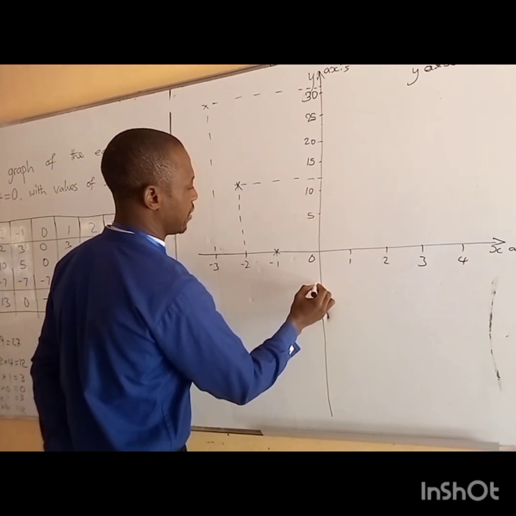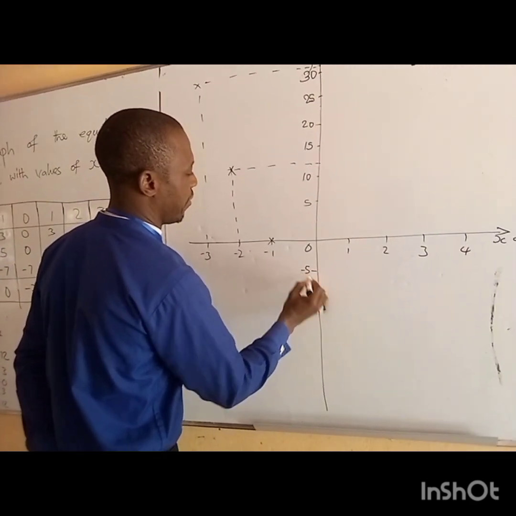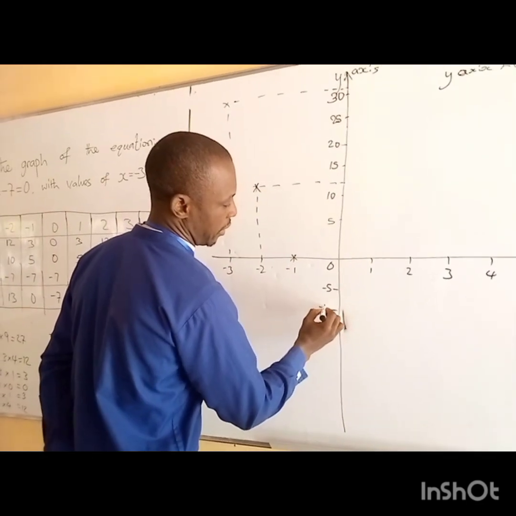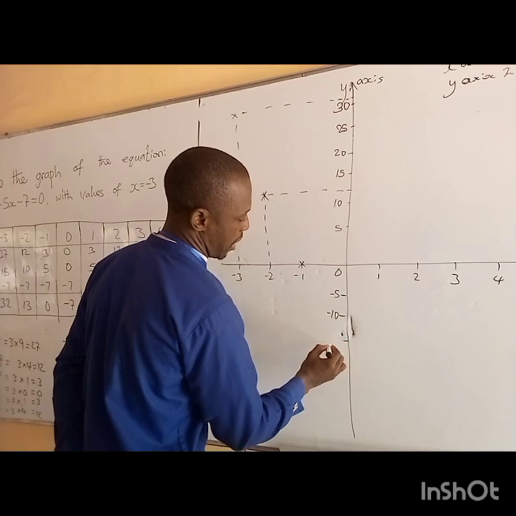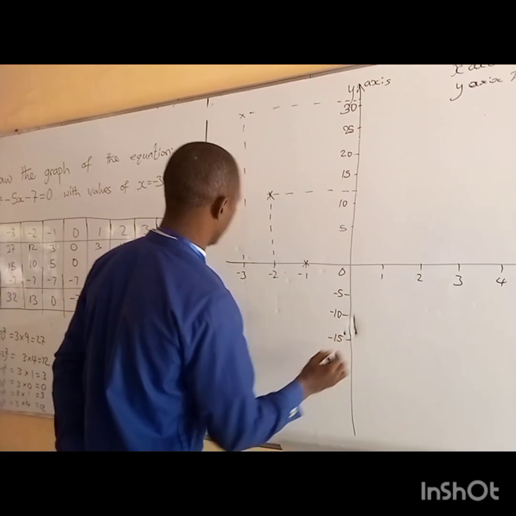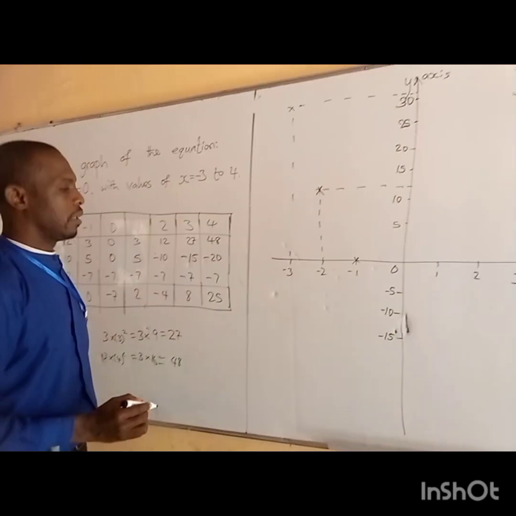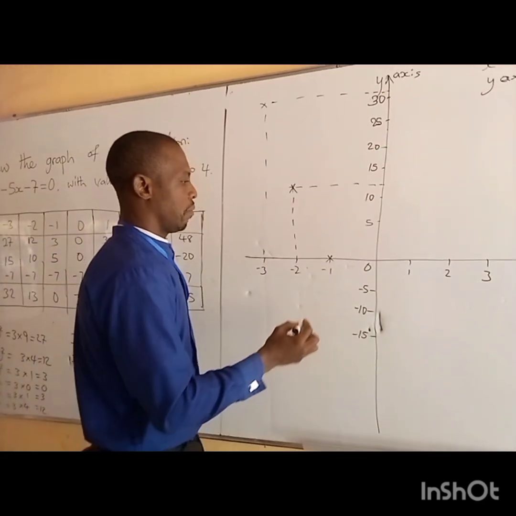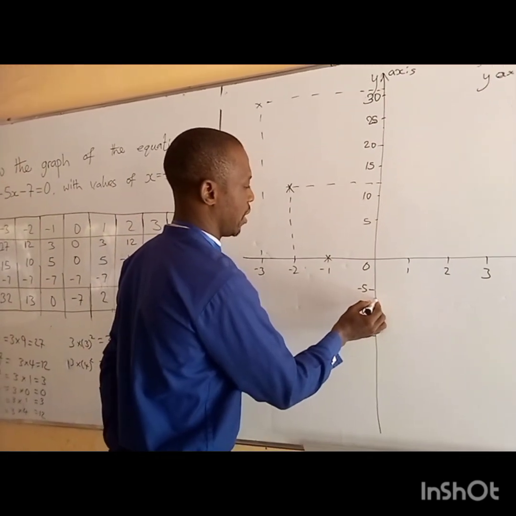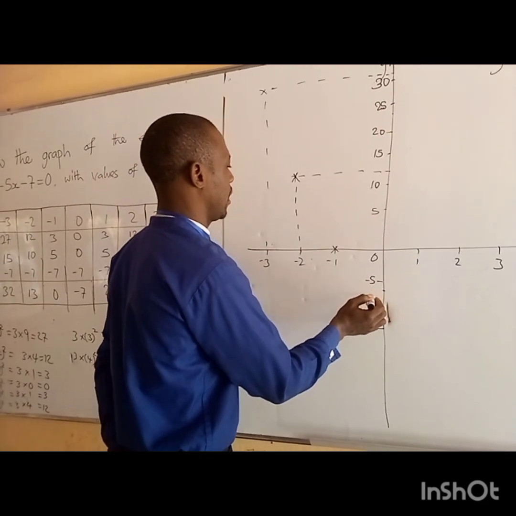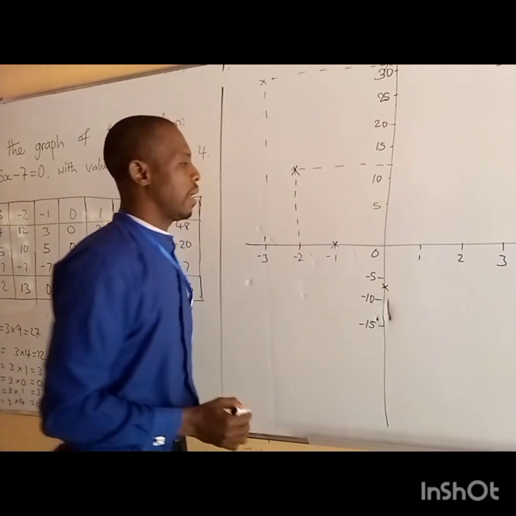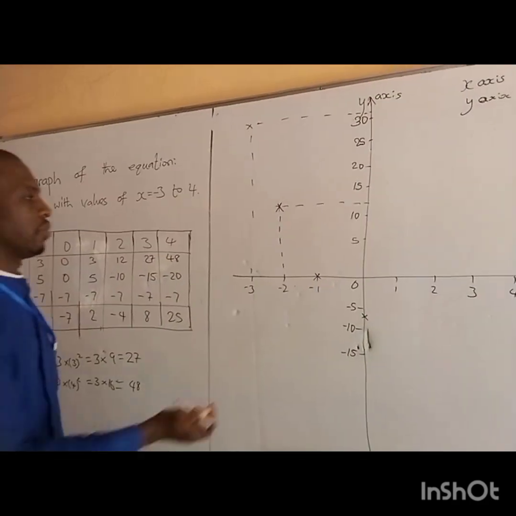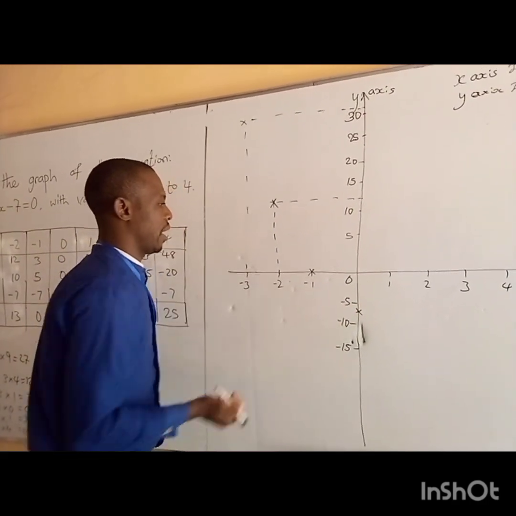So on the next here we have minus 5, minus 10, minus 15. The lowest negative value we have is 7, so we don't need to make much of that. So 7 will be around here. So when x is 0, y is minus 7. So minus 7 will be around here.